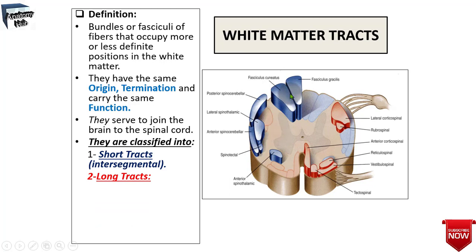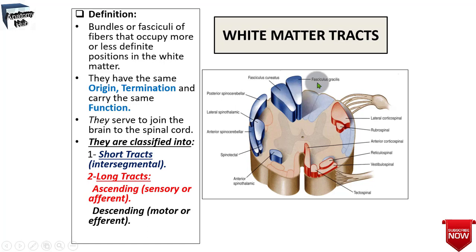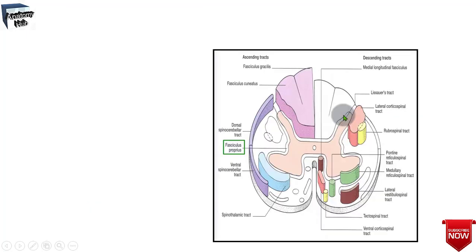These are the long tracts. They ascend upward up to the thalamus. These are the sensory and afferent tracts, and you'll also find the descending tracts, or motor tracts, that descend downward. Now here you can observe the fasciculus proprius.